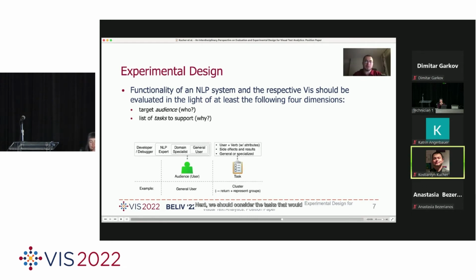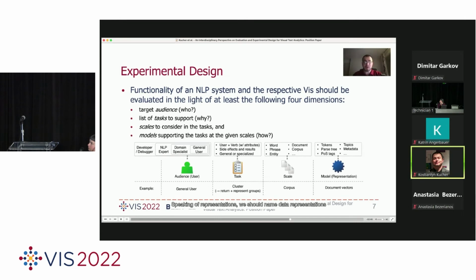Next, we should consider the tasks that would allow the users achieve their goals. The following dimension of scale has to do with peculiarities of the text data, the respective NLP techniques, and also visual representations. Speaking of representations, we should also name data representations as another dimension that might affect the resulting technique design and performance.